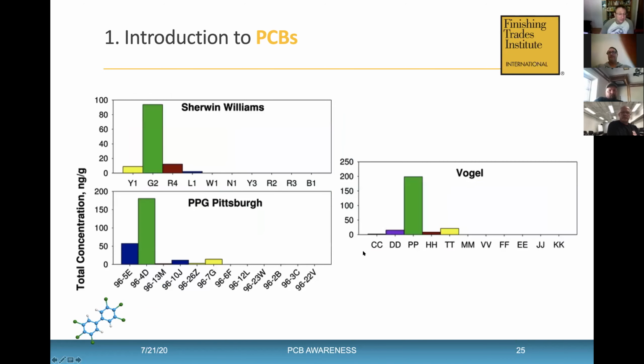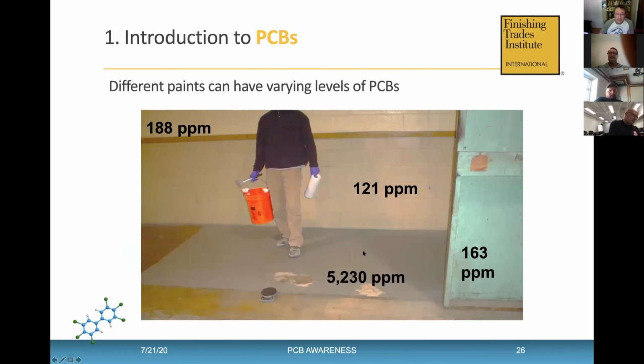This is an example of some of the amounts that were in some common paint companies, especially green paint. And this is very telling because here we've got four different types of paint. And we can see there are different levels of PCBs, up to 5,200 parts per million.